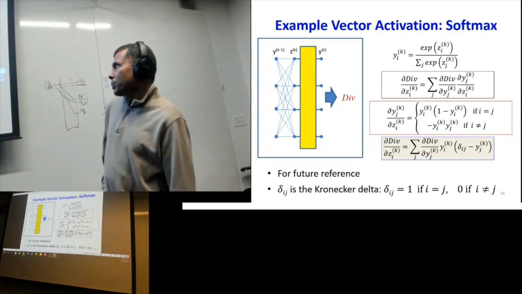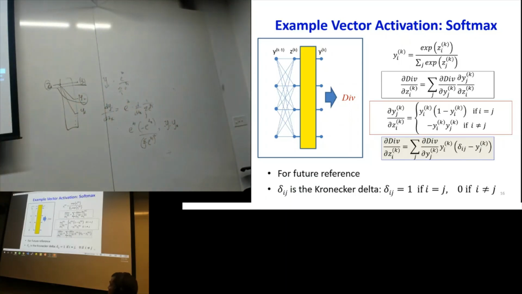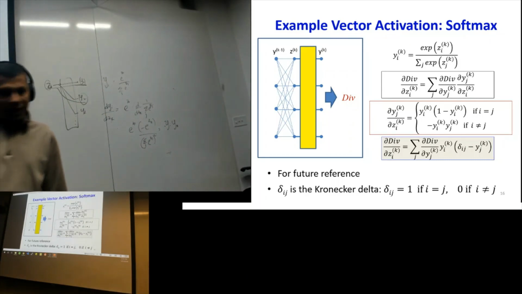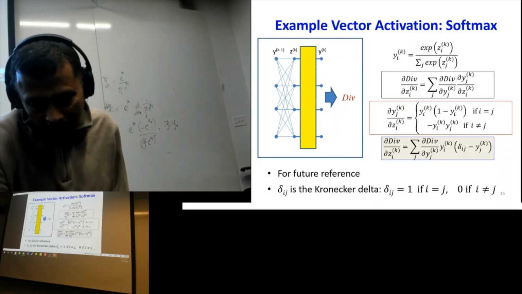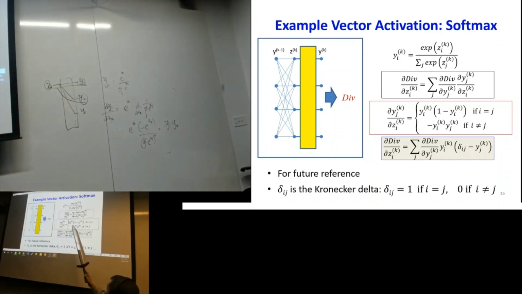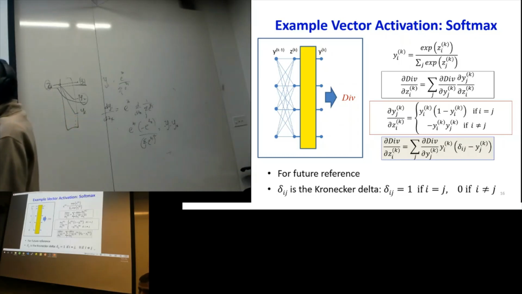I can write, so when I want the derivative of the divergence with respect to z, I have to sum over all the y's. Observe that I can actually write both of these derivatives on top using a common notation. I can say the derivative of yj with respect to zi is simply going to be yi times delta ij minus yj. Delta ij is going to be 1 if i equals j and 0 otherwise.